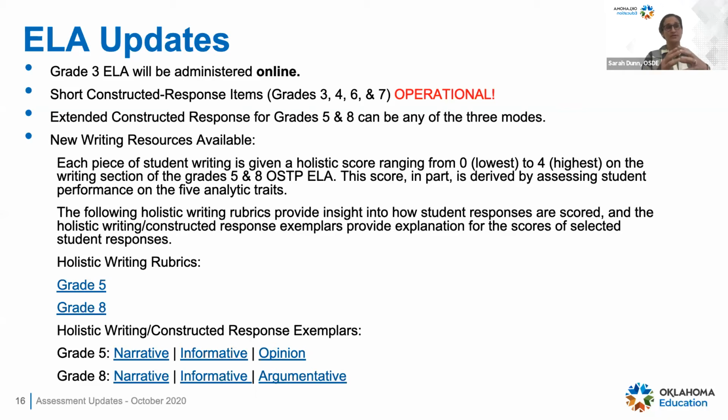However, we have posted, in addition to the analytic rubric, the holistic rubrics that are used in scoring these prompts, as well as some student examples or exemplars of what their actual student responses look like, what a 4 would look like for a 5th grade informative essay, or what a 2 would look like for an 8th grade argumentative essay. I've linked those here. They're on our webpage, and please share those with all the English educators that you know that would find those useful.